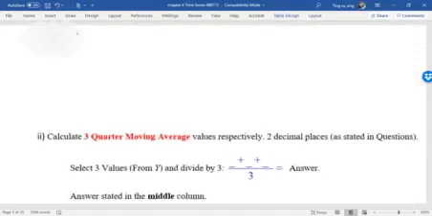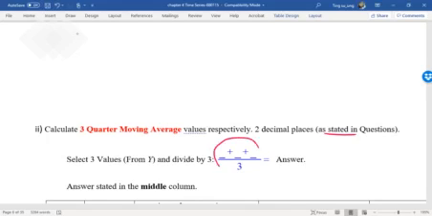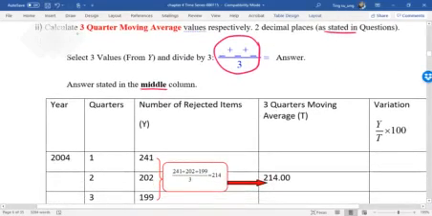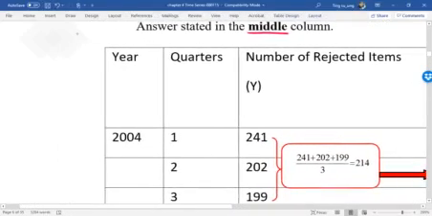We will start with how to calculate the 3 quarter moving average. The question already said you must only have 2 decimal places. After that, from your Y, you take the 3 and divide by 3. If let's say that is about 5 quarters, you total up the 5, then divide by 5. Don't forget your answer must stay in the middle of the column. So how does it look? Let us start. Your Y, you take out 1, 2, 3.